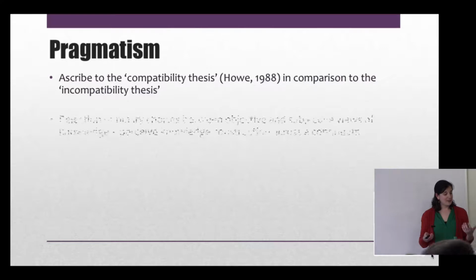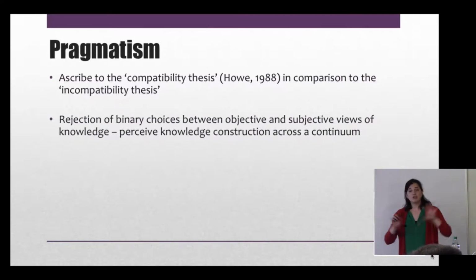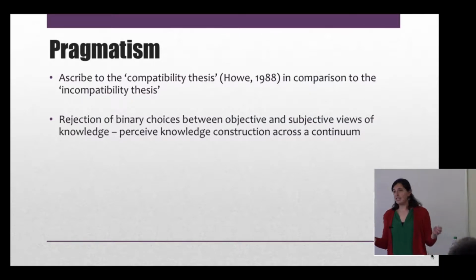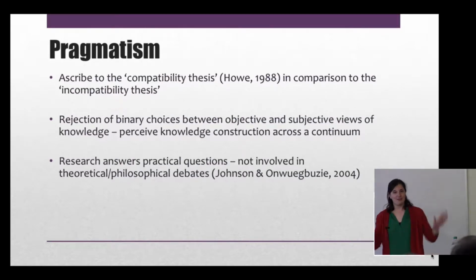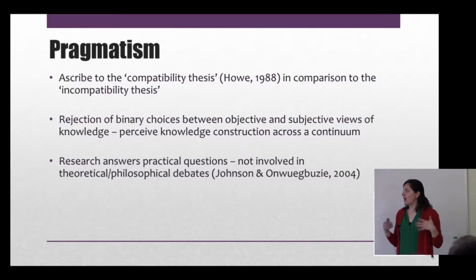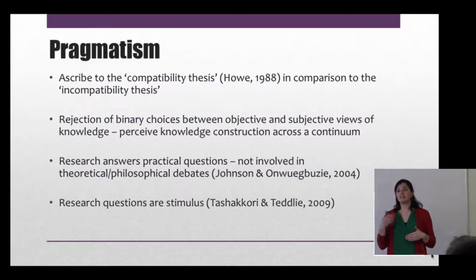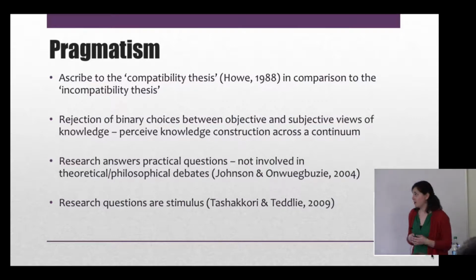And the way that they do this is kind of interesting in that they just reject the binary choices. They say, well, first of all, the way that we perceive knowledge is on a continuum with objective and subjective on either end, and you could fall anywhere on this continuum. But rather than get into this discussion at all, let's just focus on our research question and not worry about this sort of theoretical conversation. They look at the research as a way of answering a practical question, and the research questions then are the stimulus to whatever methods or methodology you're going to choose. And that's the pragmatist worldview as we understood it from our reading.